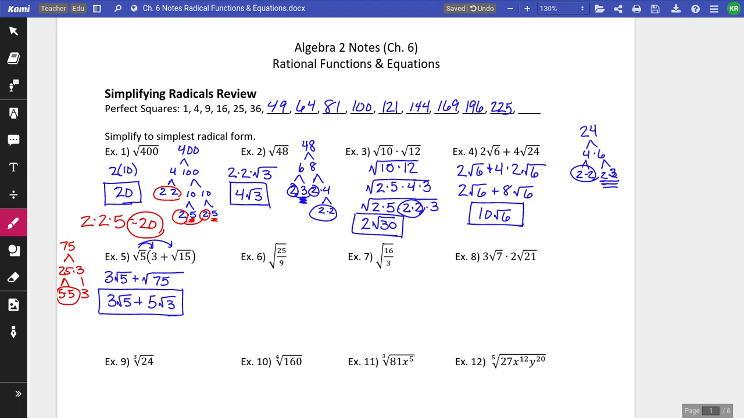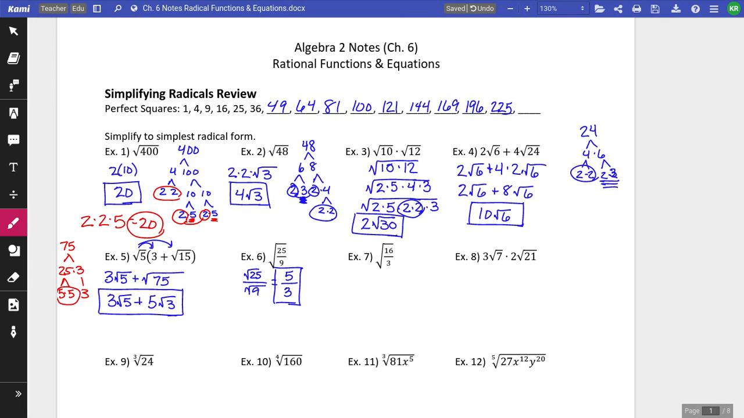Okay, when you have a square root of a fraction, you can think of this as split up into 2 pieces. You can do the square root of the numerator over the square root of the denominator. And this one happens to be a perfect square. So square root of 25 is 5. Square root of 9 is 3. And that's all you need to do, 5/3.